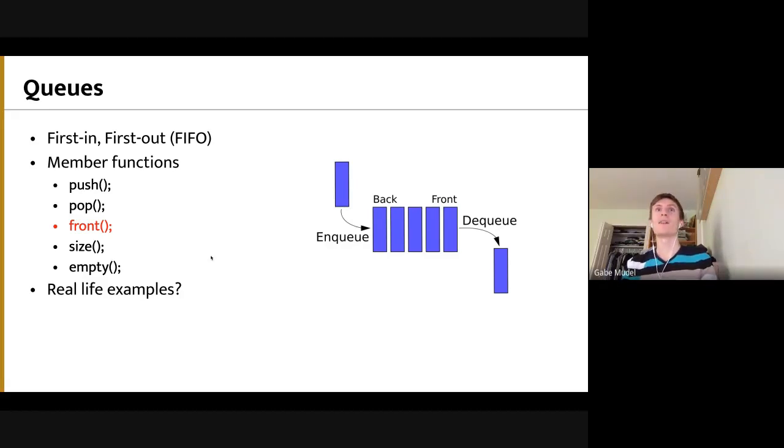Okay, so let's go back and talk about this. Do we have any real life examples of a queue? Office hours, 100-person line queue. Yes, that is an example of a queue.